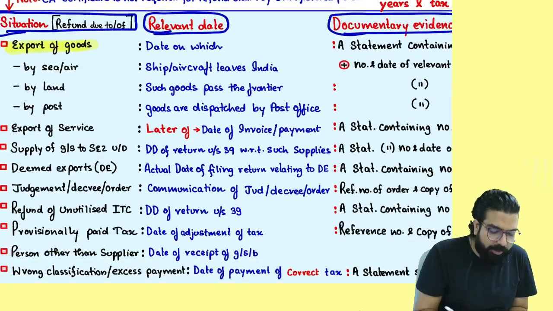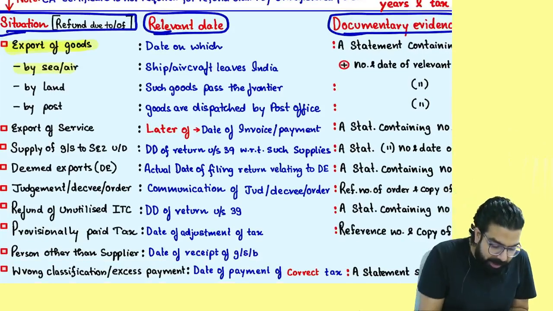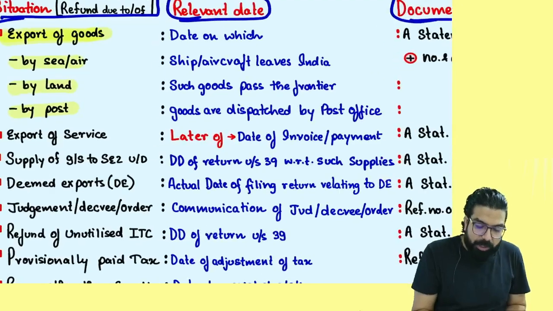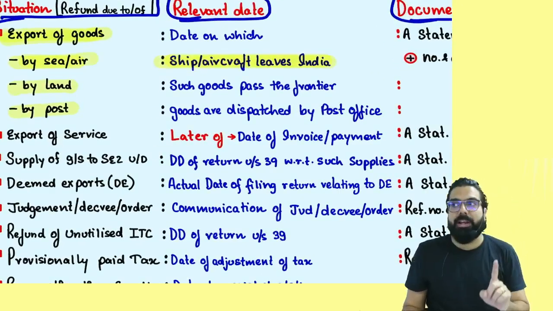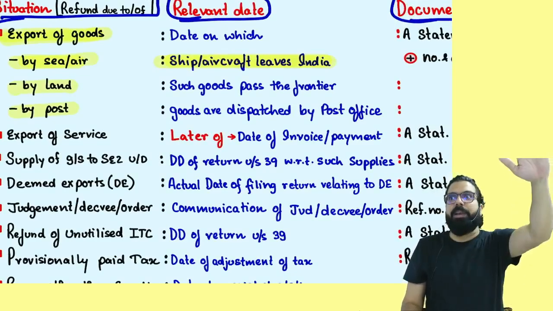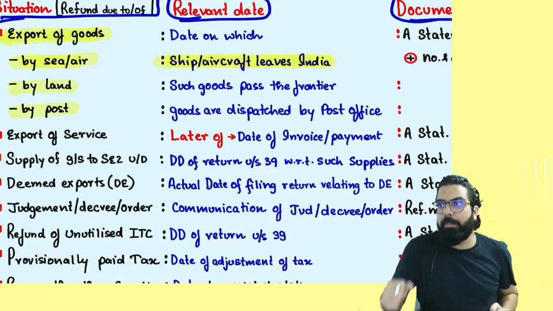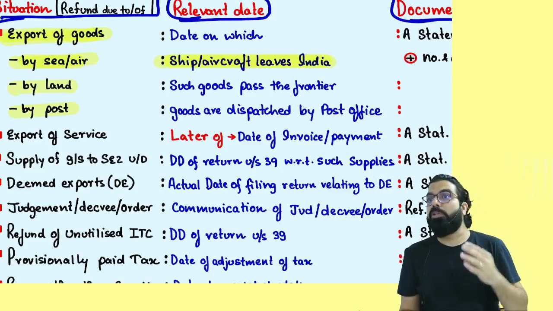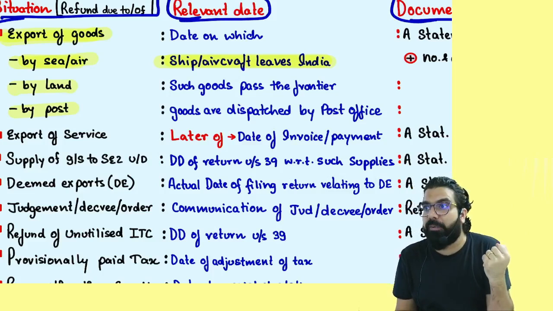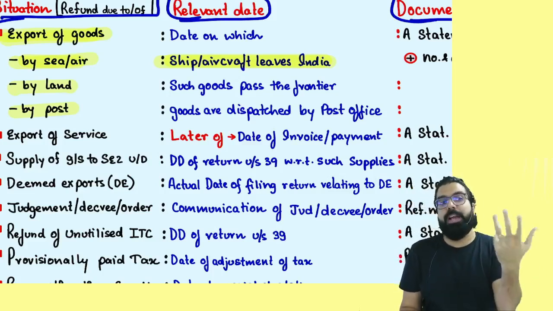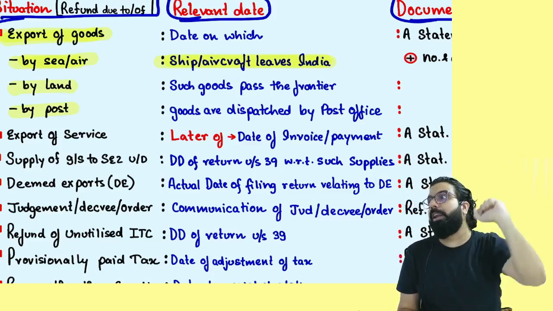So if you have exported the goods by sea, land or post, remember, in case of sea, the date on which the ship or aircraft leaves India, the day the ship left, you have exported the goods. Run Baba run, go ahead, because you have exported. Exports are always zero rated. You will have to claim your refund. Yes or no, everyone? Now, supposing I have paid the IGST and I have exported.